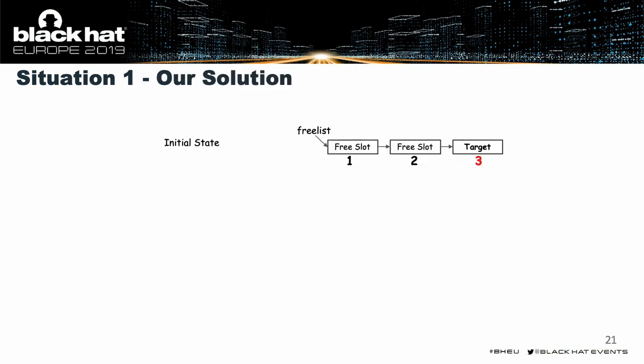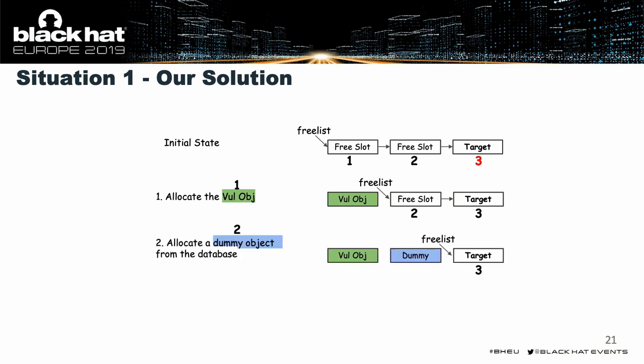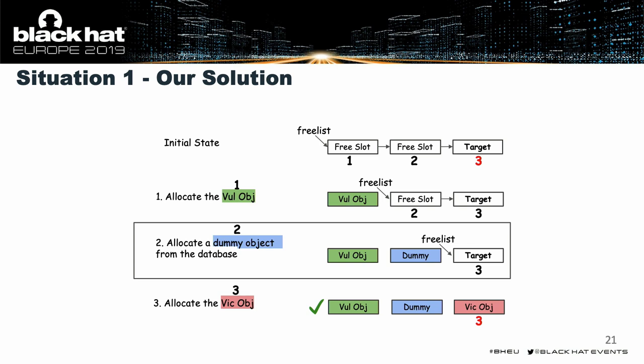Our solution is to add more allocations before the victim object. As in the original exploitation, we allocate the vulnerable object in the first step. In the second step, however, we allocate an extra dummy object from the database we built to slide the head pointer towards the third slot. Finally, in the third step, we allocate the victim object to occupy the target slot and obtain the desired layout. Compared with the original exploitation, we add one more allocation in the second step to fix the issue.